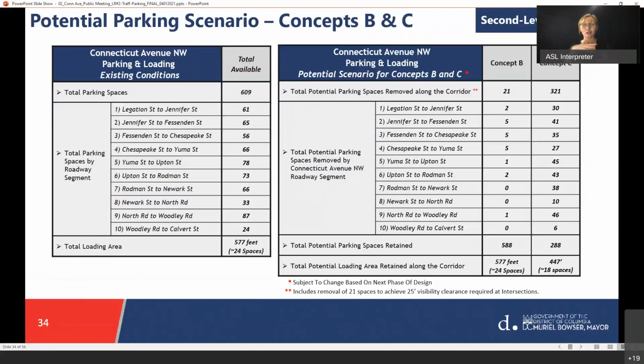This slide is really just a summation of what we just went through. The table on the left provides the total spaces. You see we have just over 600 spaces along the corridor, approximately 24 spaces or 577 feet of loading. As I referenced on the initial slide, if you look at the table on the right, under concept B, the 21 spaces that are removed are for improvements to visibility at crosswalks. It's a safety improvement. For concept C, we would remove 321 spaces and retain 288 spaces. The one benefit of this scenario is we would retain the majority of the loading spaces along the corridor. Next slide, please. Thank you, Michael.